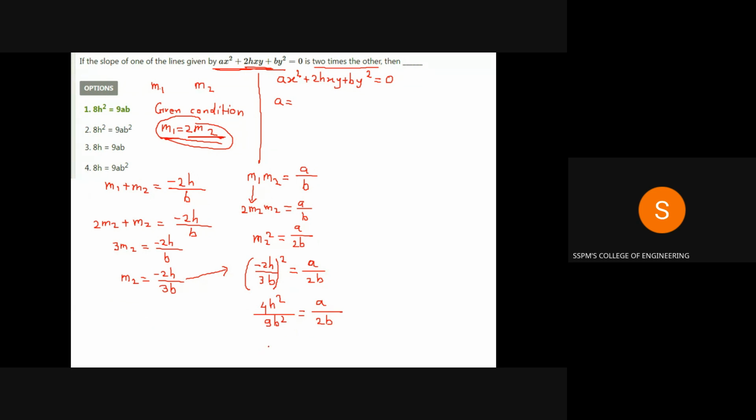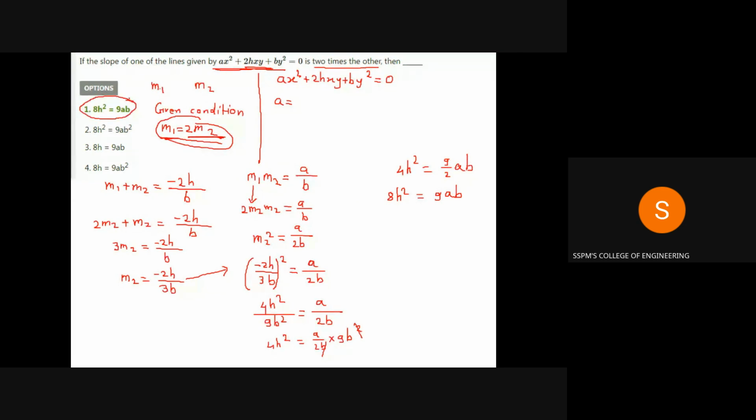Now if you solve this, we get 4h square is equal to a divided by 2b into 9b square. So this b and one b will get cancelled. What will remain? 4h square is equal to 9 divided by 2 a into b. That is, if we multiply this whole equation by 2, we get 8h square is equal to 9ab.